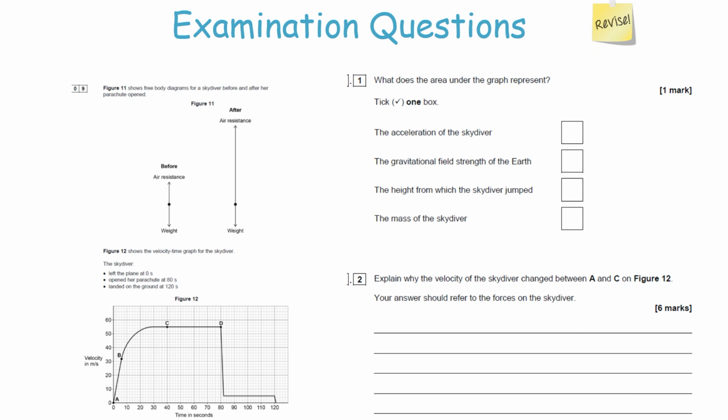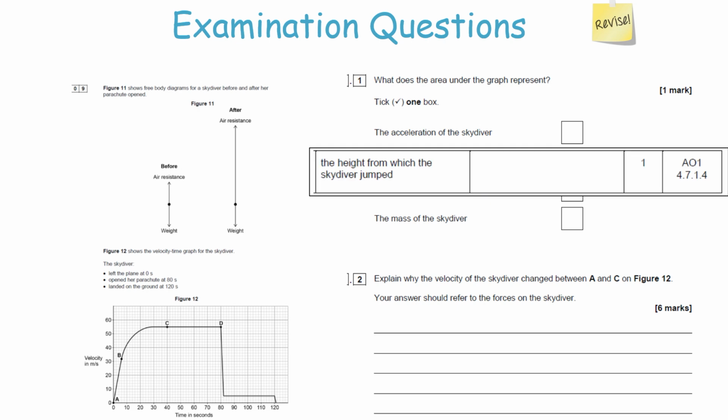Right, in this question you've got to understand what the area under the line means for a velocity time graph, and the area under the graph of a velocity time graph is the distance travelled, which in this case is going to be the height from which the skydiver jumped. Now you've then got to talk about A, B and C in terms of the velocity changing and what those forces are. So let's address each point.